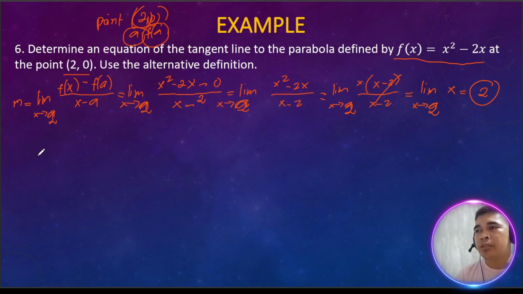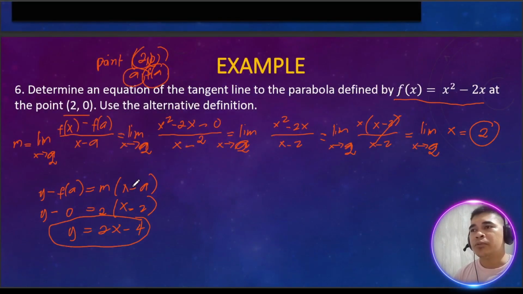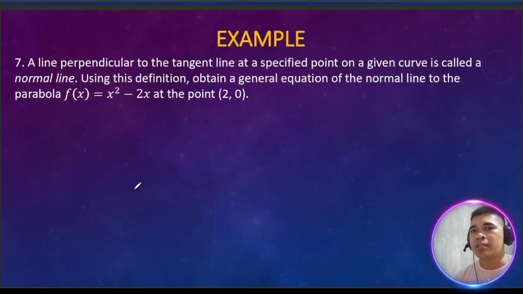So, applying the point-slope form, y minus f of a equals m times x minus a. So, y minus what is our f of a? 0 equals m, which is 2, times x minus a, where a is 2. So we get y equals 2x minus 4. That is the equation of the tangent line. So, that is how we are going to use the alternative definition.